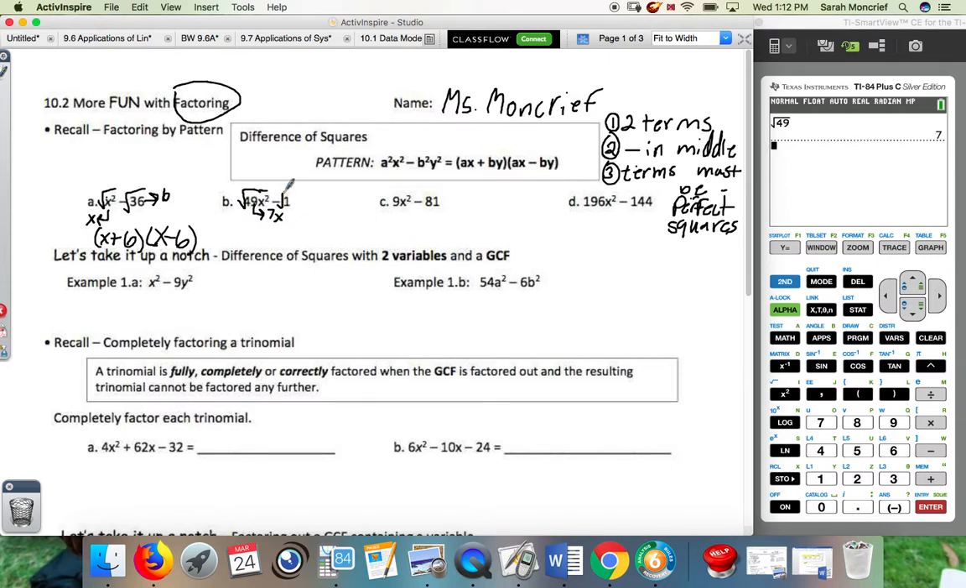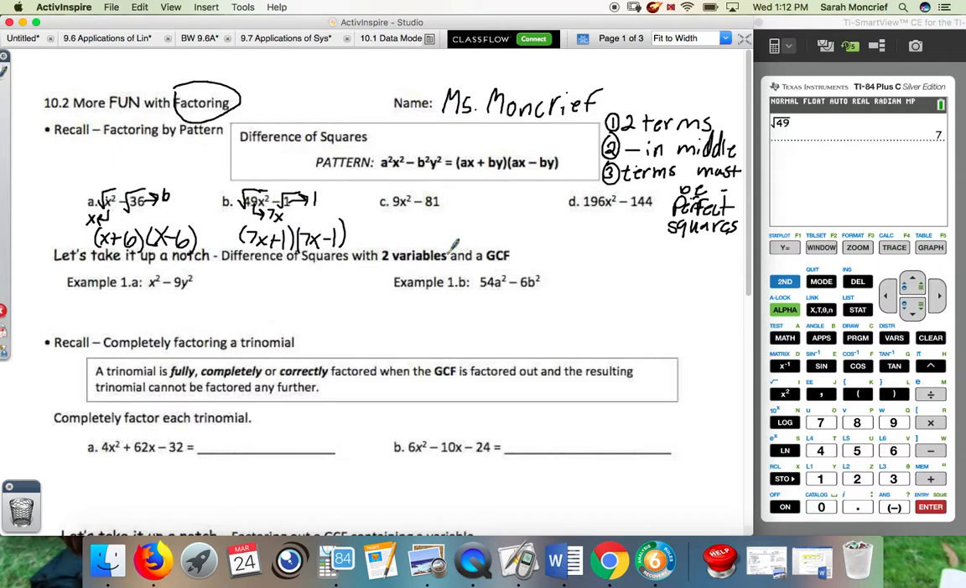And then we need to see what's the square root of 1. Well, the square root of 1 is just 1. So those are both perfect squares. So we have 7x plus 1 and 7x minus 1.